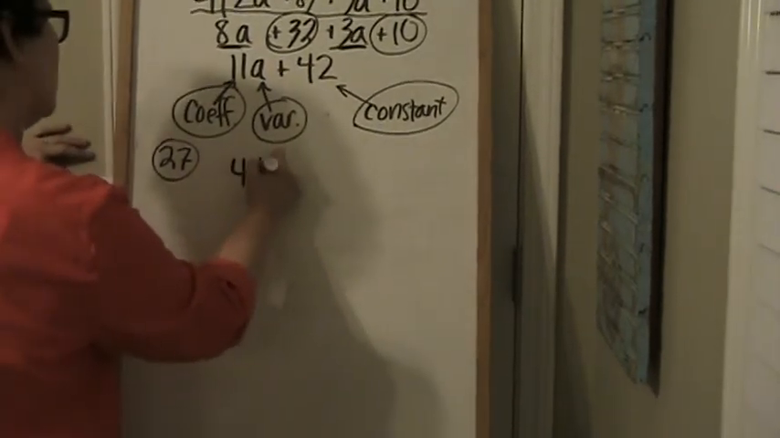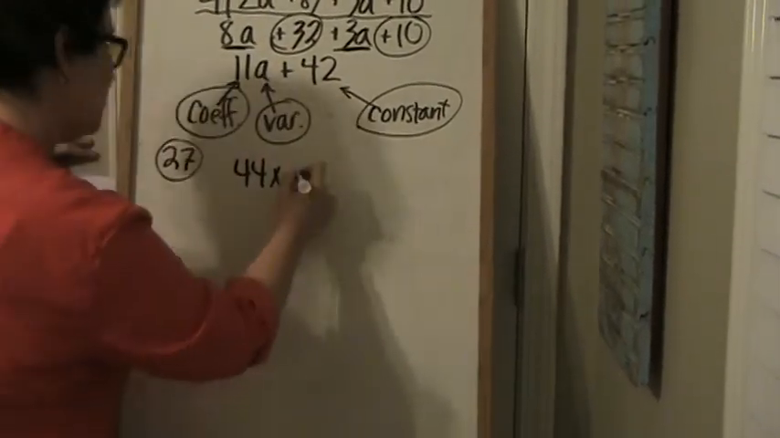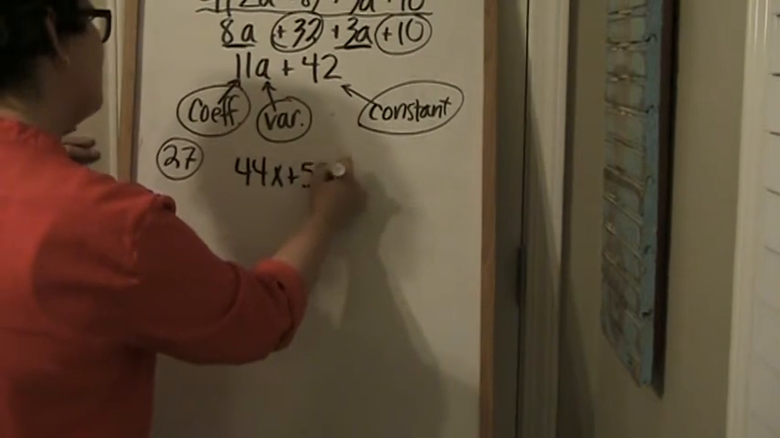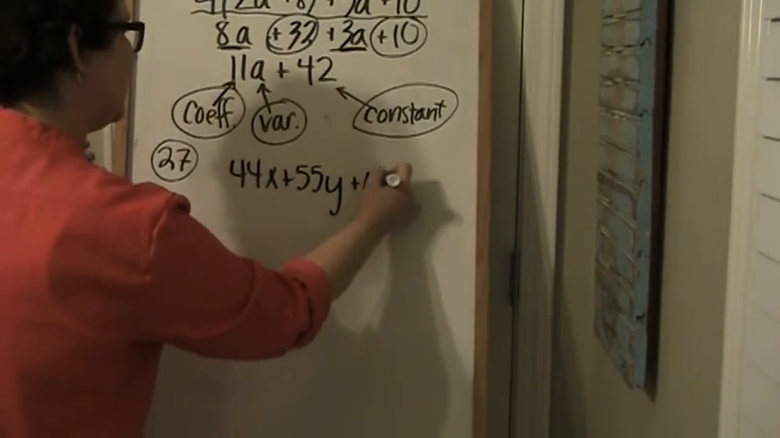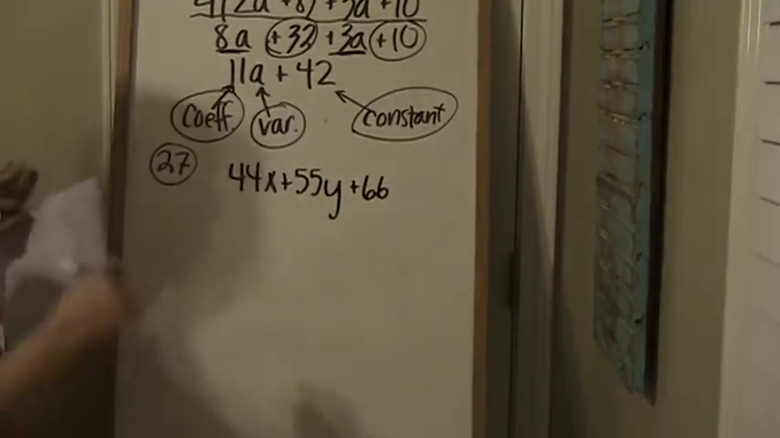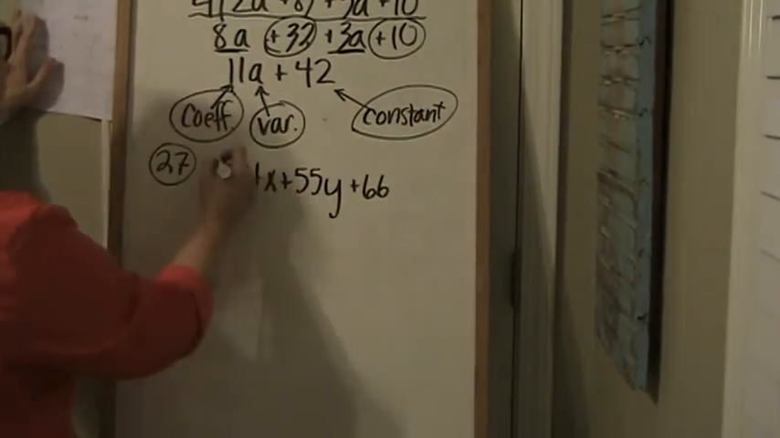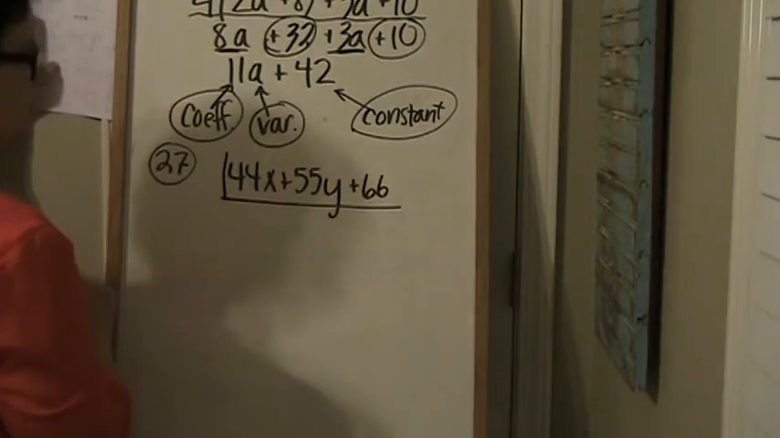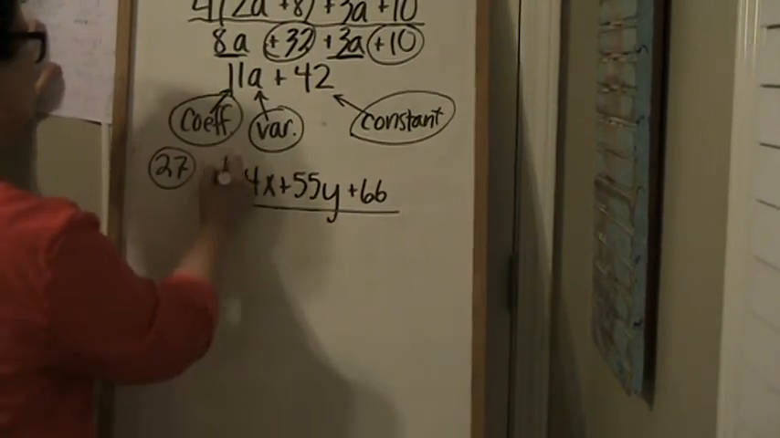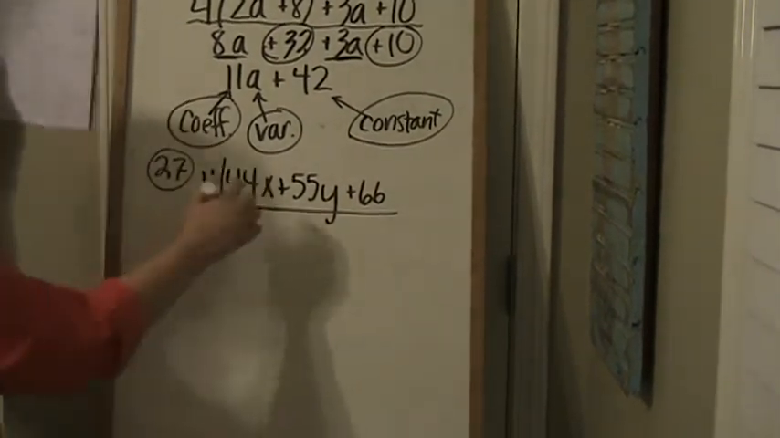Okay? All right, number 27 says to factor using GCF and the distributive property. I've got 44x plus 55y plus 66. Okay? Because I'm good at my multiplication tables, I realize that 11 can come out of all of those. I'm going to do my GCF and I'm going to pull 11 out of everything.